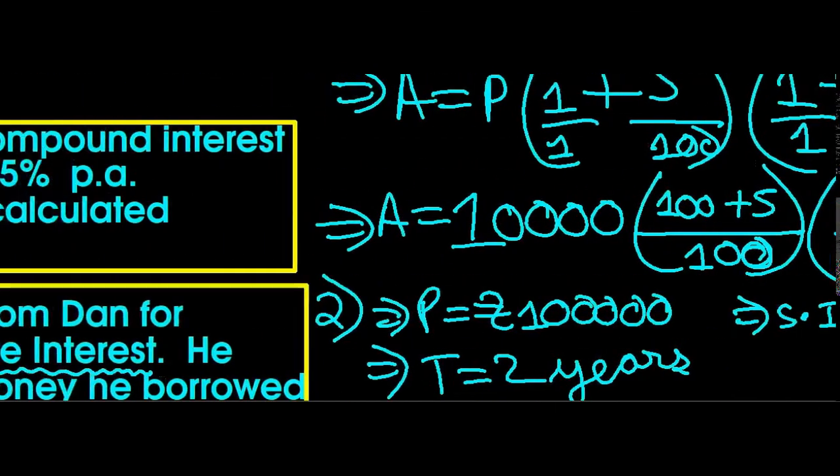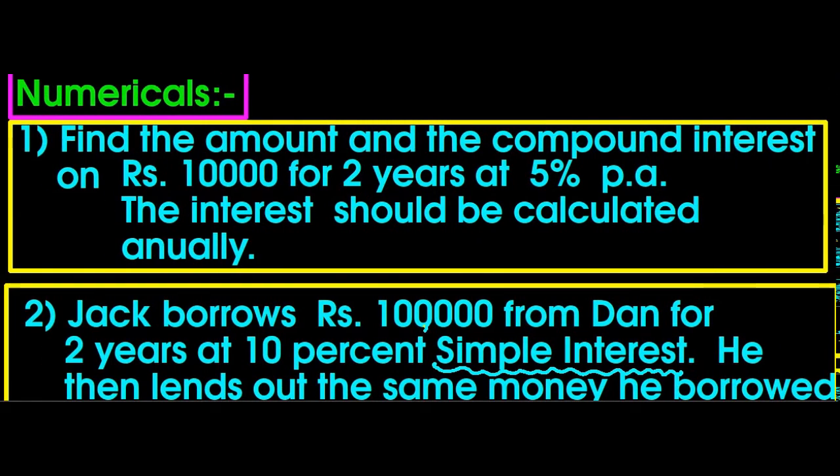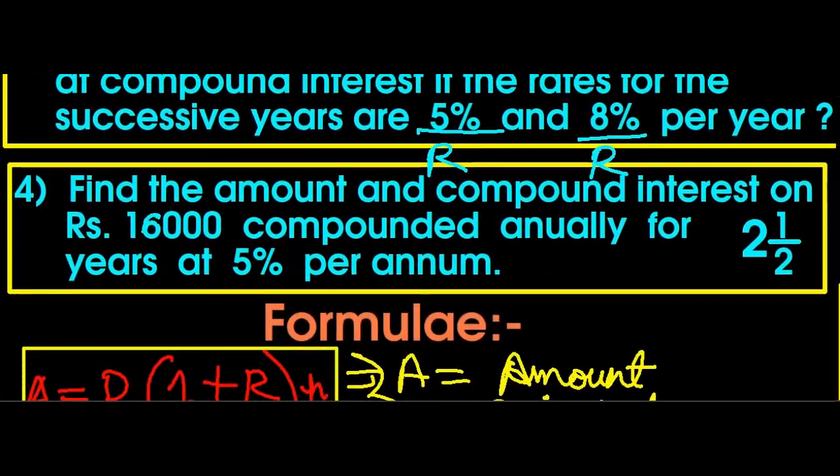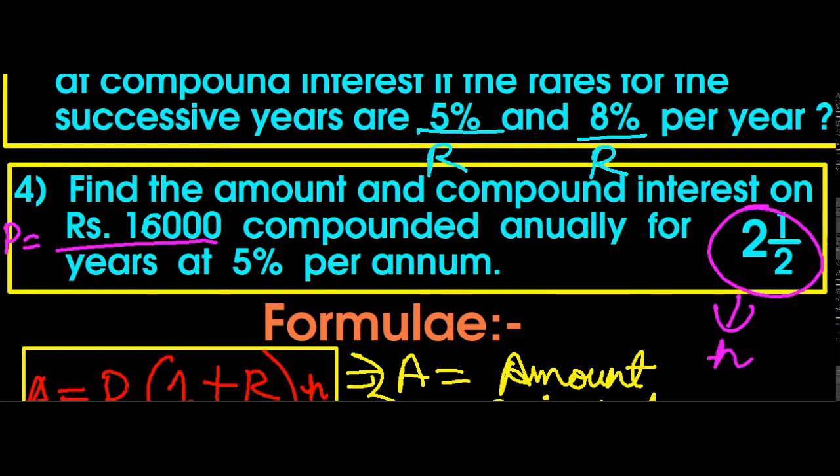Okay friends, let's go to the fourth sum. Find the amount and compound interest on rupees 16,000 compounded annually for 2.5 years at 5% per annum. So friends, P is equal to rupees 16,000 principal, and remember that the time, or small n, is 2.5 years here. And 5% is equal to R, or the rate percent.